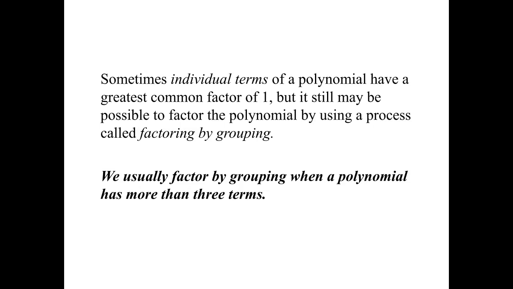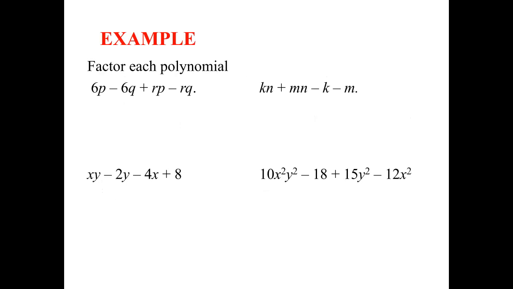Now, normally when we're factoring by grouping, we're dealing with polynomials that have more than 3 terms. That's when we would need to do that. Okay? And so for our case, we're going to be dealing with polynomials that have 4 terms. So when I look at my first polynomial, I have 6p and 6q and rp and rq. None of those have a common factor among all of them other than 1. So it doesn't really help me any.